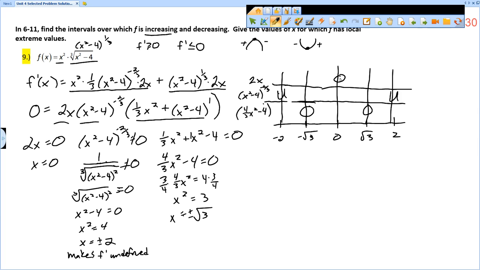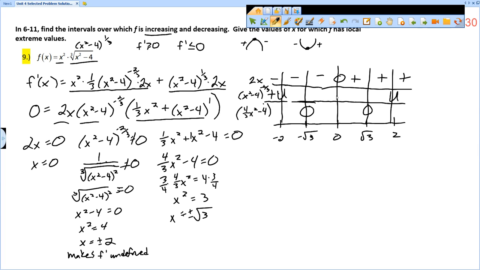Now let's see, what do we have here? On the top row, to the left of 0, a negative number, 2 times a negative number, that's going to be a negative number. On the right side, obviously a positive number. On this middle row, if I pick a number to the left of -2, like -3, then -3 squared is +9 minus 4. That's a positive. But then when I raise it to the -2/3 power, I'm squaring it anyway, right? So this is going to represent a positive number.